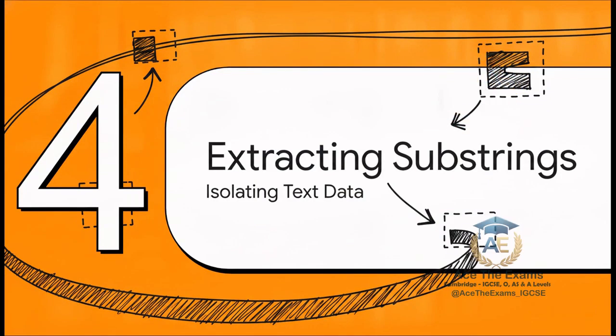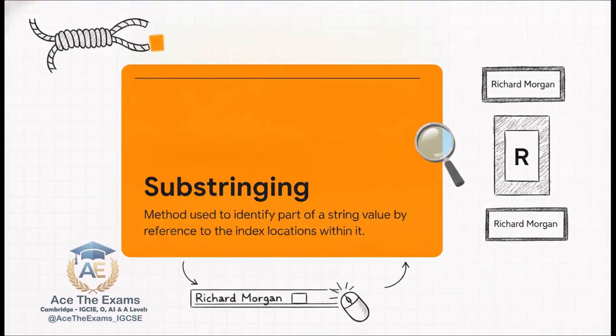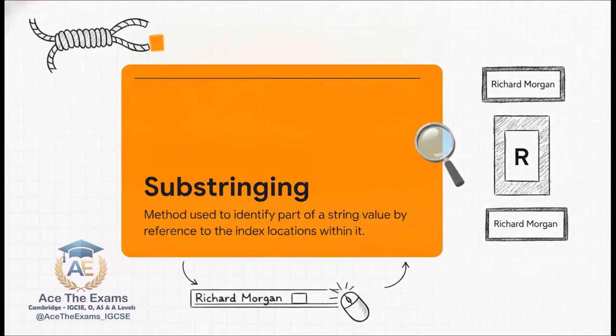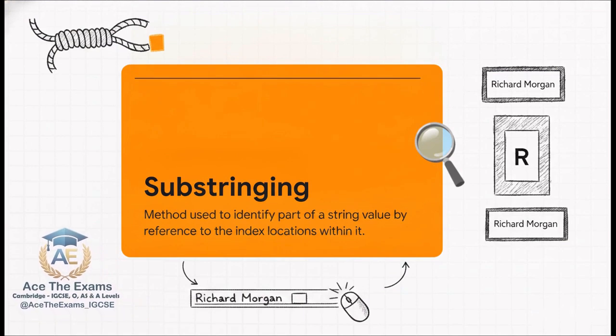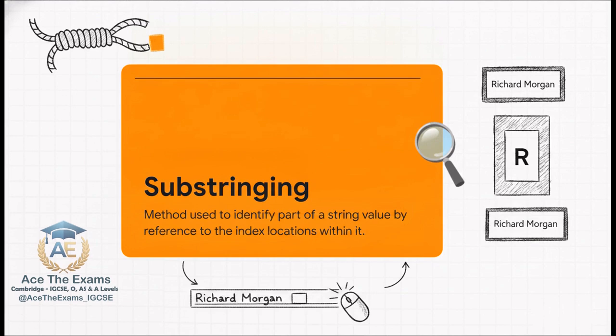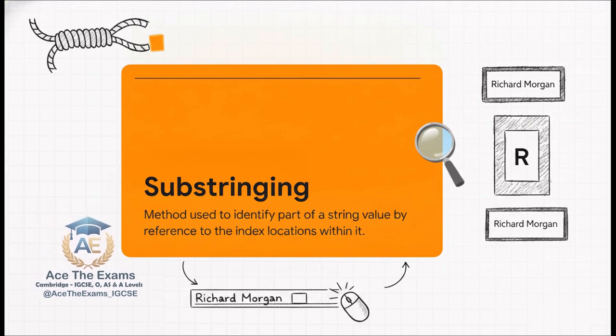Okay, let's jump to section 4, extracting data using substrings. Let's look at how to pull specific, targeted pieces of data out of a larger string. Substringing. It sounds complex, but it really just allows you to extract exactly what you need. Imagine you have a full name stored in a variable, say Richard Morgan, and you only want to extract the first initial R to create a username. You use substringing to isolate that specific character based on its index location.